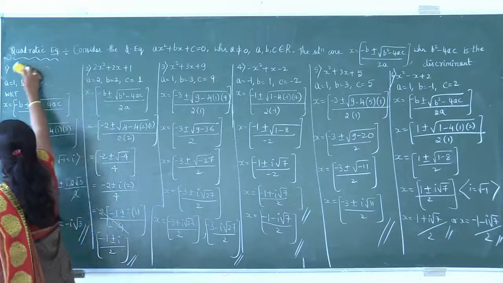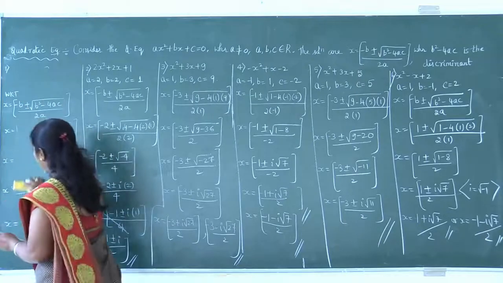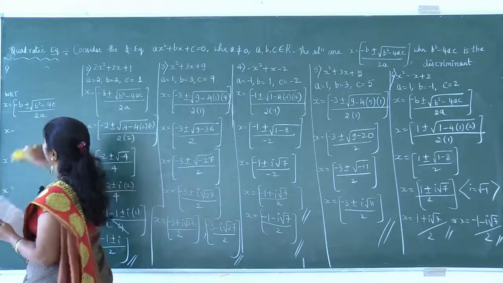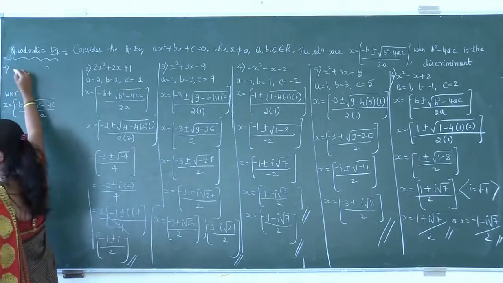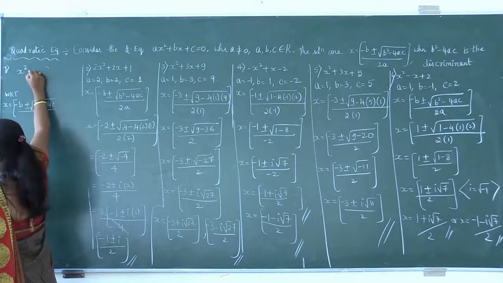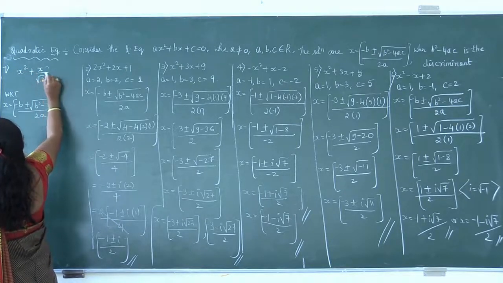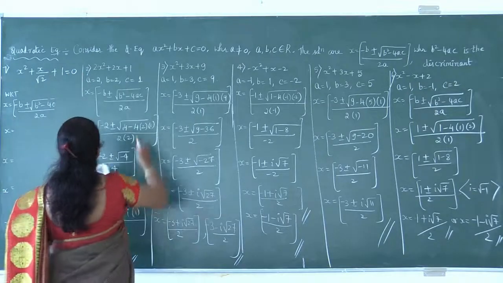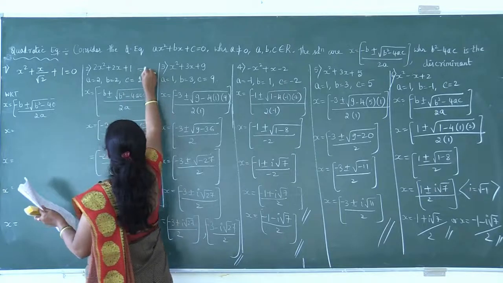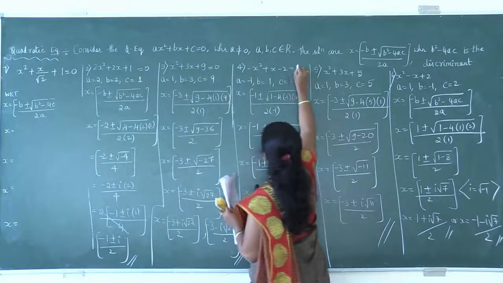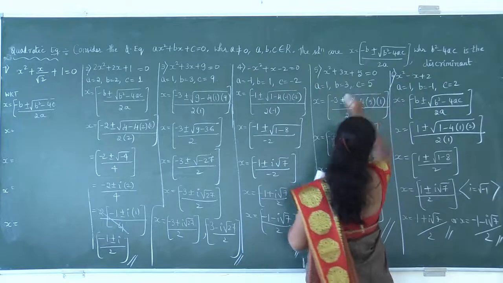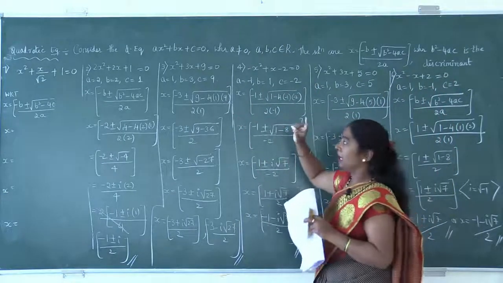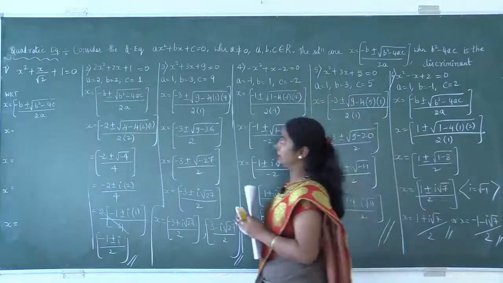Moving on to the seventh problem. We shall solve the seventh problem now. The seventh problem is x square plus x by root 2 plus 1 equal to 0. All these questions are always equal to 0. Why? Because it is of the form ax square plus bx plus c equal to 0. Make a note of this in the question. Every question is equal to 0.